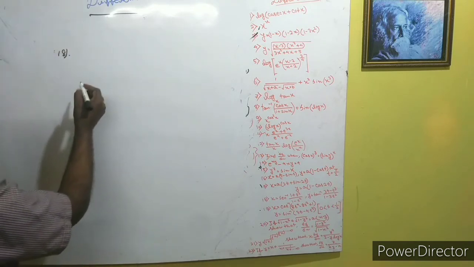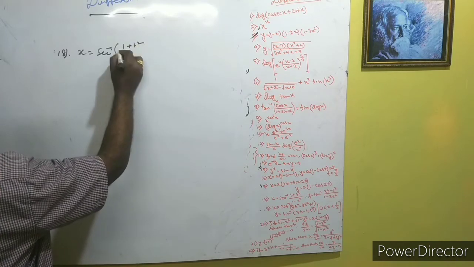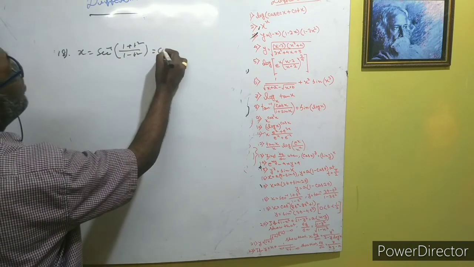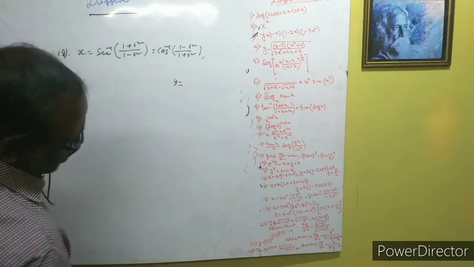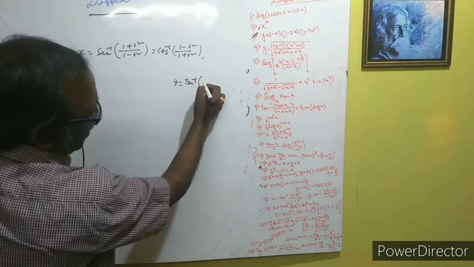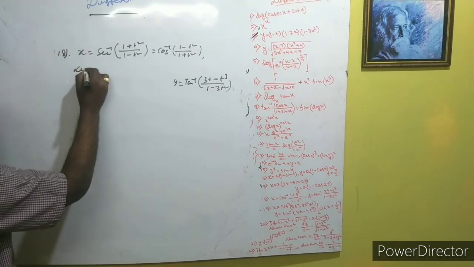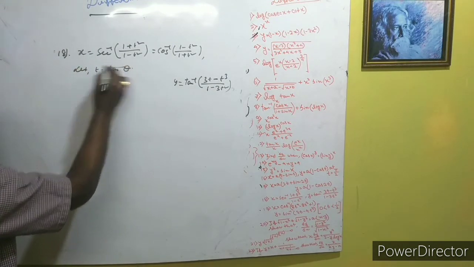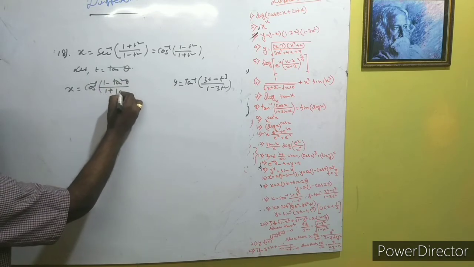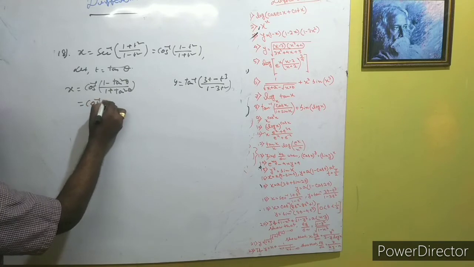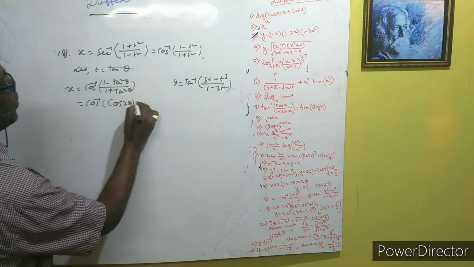This is our 18. We have given x is equal to sec inverse of 1 plus t square by 1 minus t square, and that can be written as cos inverse of 1 minus t square by 1 plus t square. Another is y is equal to tan inverse of 3t minus t cube by 1 minus 3t square. So let us take the parameter t as tan theta. So you can write x is equal to cos inverse of 1 minus tan square theta by 1 plus tan square theta. So you know the formula, 1 minus tan square theta by 1 plus tan square theta is cos 2 theta. So that is equal to cos inverse cos 2 theta.